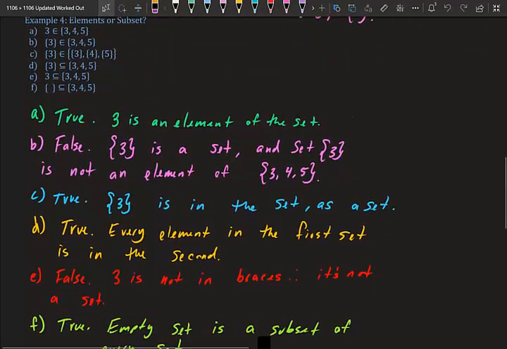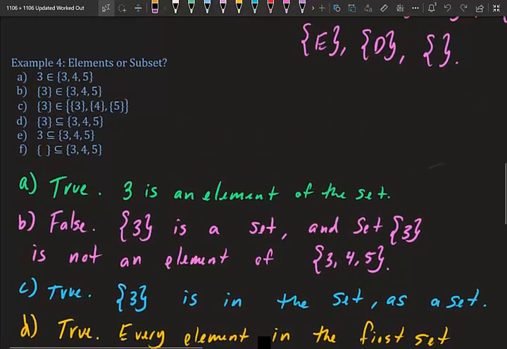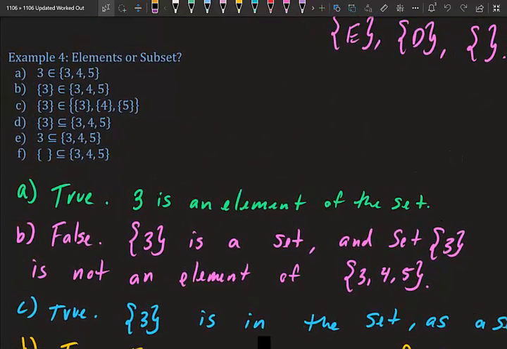Alright, this one also I'm just going to walk you through it. Element or subset. Part A is asking, is 3 an element of {3, 4, 5}? The number 3 is in {3, 4, 5}, so it's true. 3 is an element of the set.